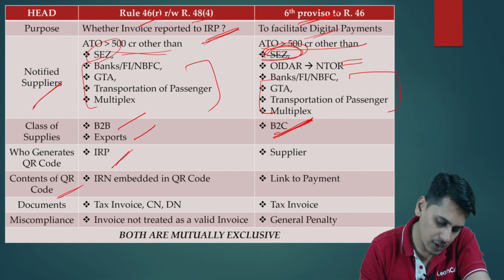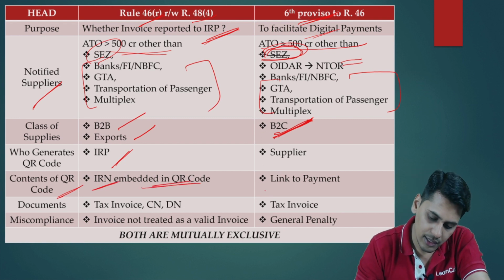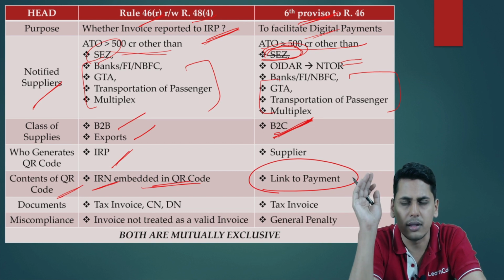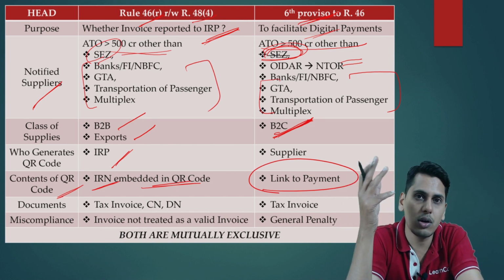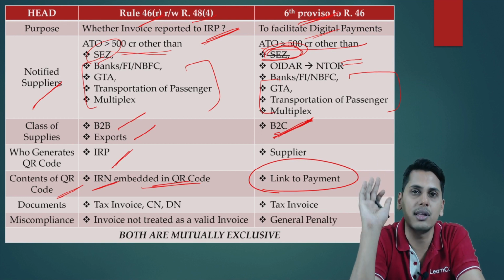There is no common portal available which is going to generate this QR code and give it to you. What are the contents of QR code? It will contain IRN embedded in QR code. Here it is going to contain a link to the payment. The moment you scan this QR code, it will give you the details and it will lead you to the bank account of the supplier wherein you can transfer the amount.